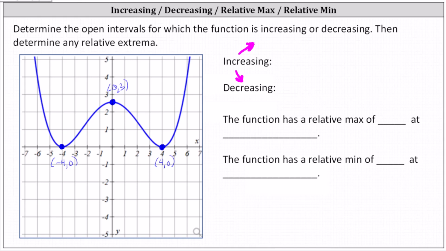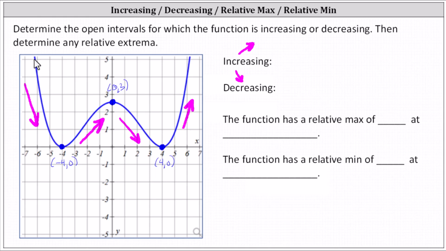Again, from left to right, on the left the graph is going downhill, and therefore the function is decreasing over this interval. Then we have a low point. After the low point, the graph is going uphill, and therefore the function is increasing over this interval. Then we have a high point. After the high point, the graph goes downhill from left to right, and therefore the function is decreasing over this interval. We have another low point. After the low point, the graph is going uphill, which indicates the function is increasing over this interval.